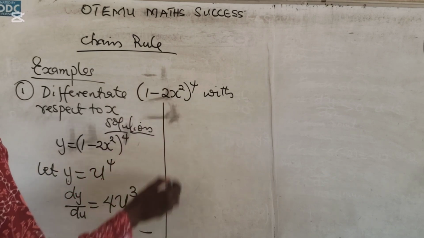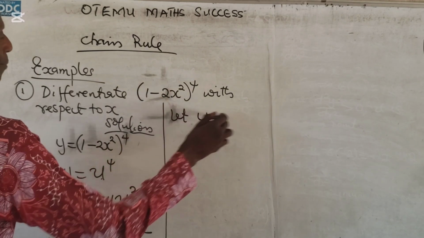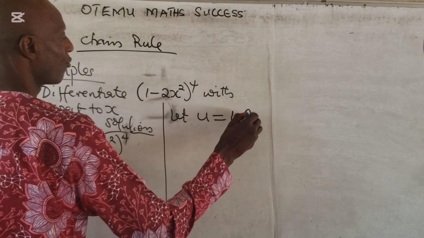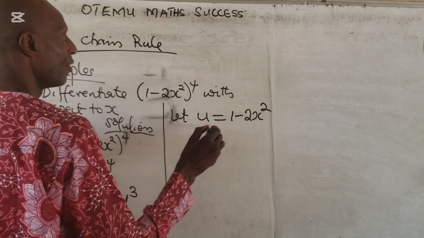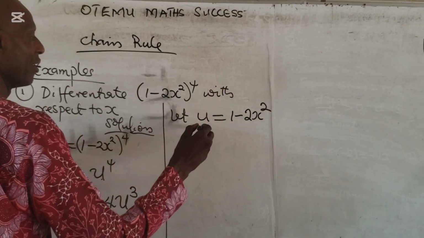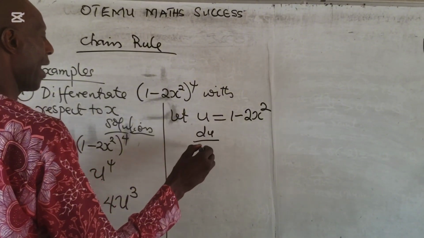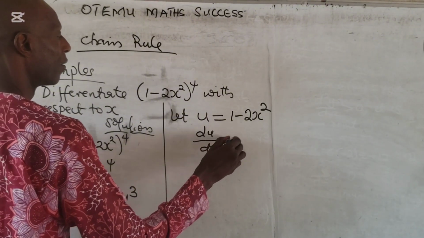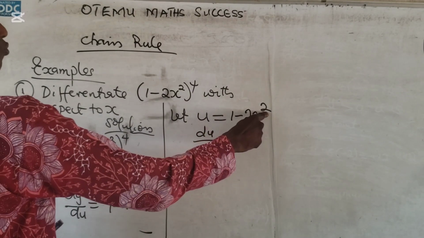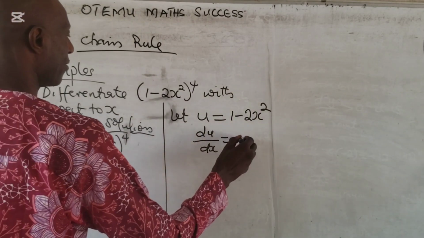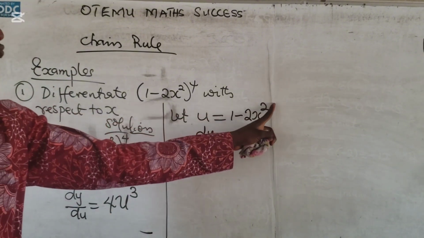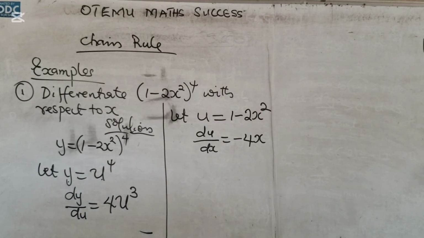Now let u be what is inside the bracket, which is 1 minus 2x raised to the power 2. So the two variables are u and x. u is a function of x. Now du/dx is equal to, when you differentiate a constant it is 0. So we say 2 times minus 2 gives us minus 4x, because 2 minus 1 is 1.